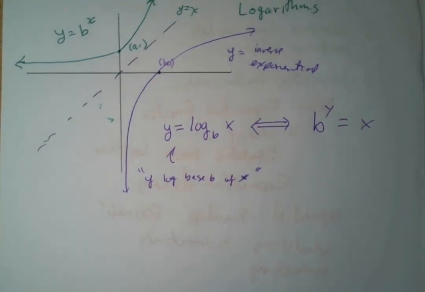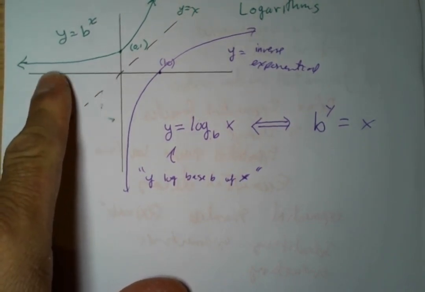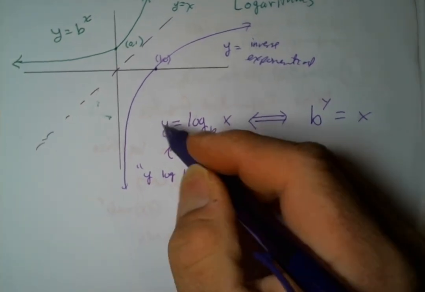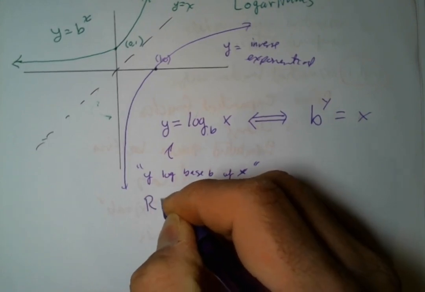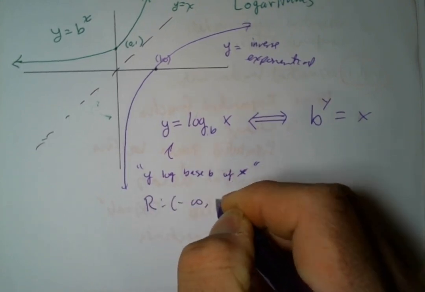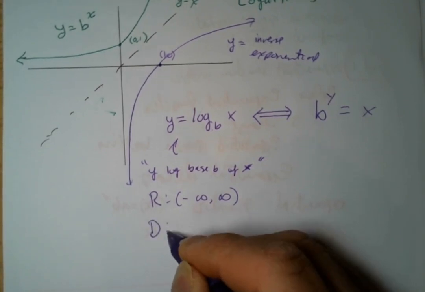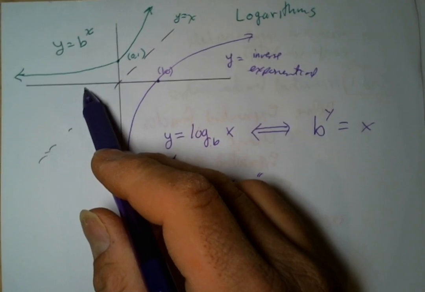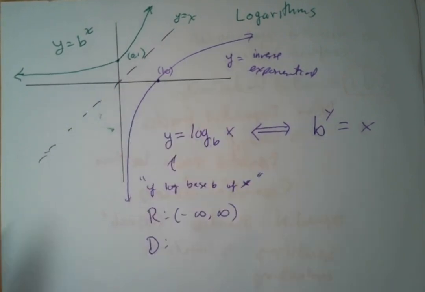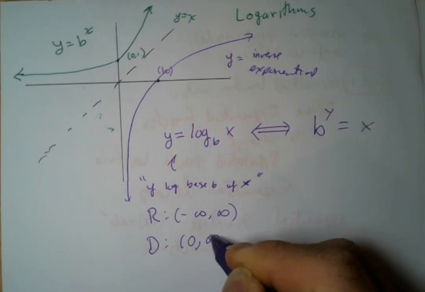Now it is an inverse. So for our exponential function, the domain was all reals, so for our logarithm, the range is going to be all reals. And here the domain: if you notice, the range for our exponential was all positive numbers, so we don't include 0. Now our domain becomes 0 to infinity.